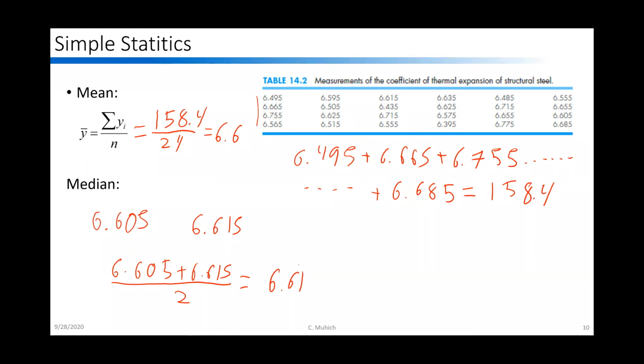In this case, the average and the median are quite similar to each other, but this doesn't necessarily have to happen. Let's say, for example, I had a really large number or a really small number. The mean is going to be more affected than the median.